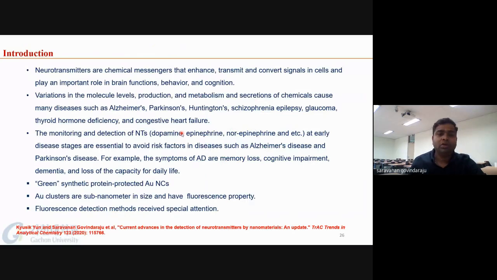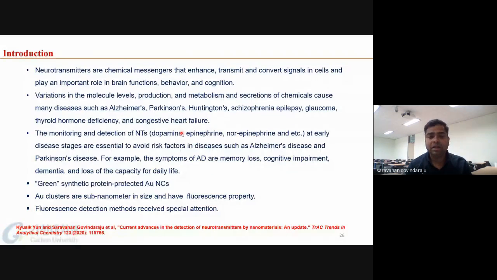As we know, a neurotransmitter is a chemical messenger that transmits and converts signals between cells and plays an important role in brain function, behavior and cognition. Variation in the levels of molecules like dopamine, epinephrine or norepinephrine may lead to many diseases such as Alzheimer's disease and Parkinson's, and many other diseases are possible. So we have to detect neurotransmitters in the early stage.